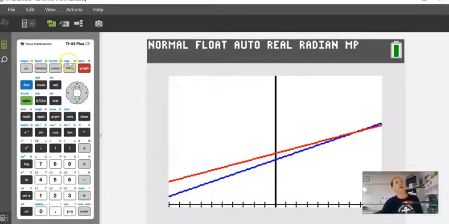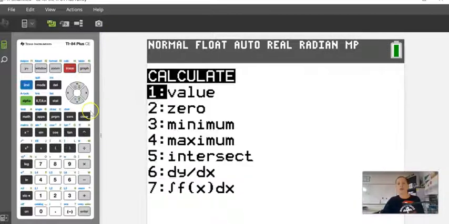So to hit that calc, you have to press second. Press second and let go, and then press trace. I have some people that are trying to press them both at the same time. No, just hit second, let go, and then press trace, and that'll get you to calculate.